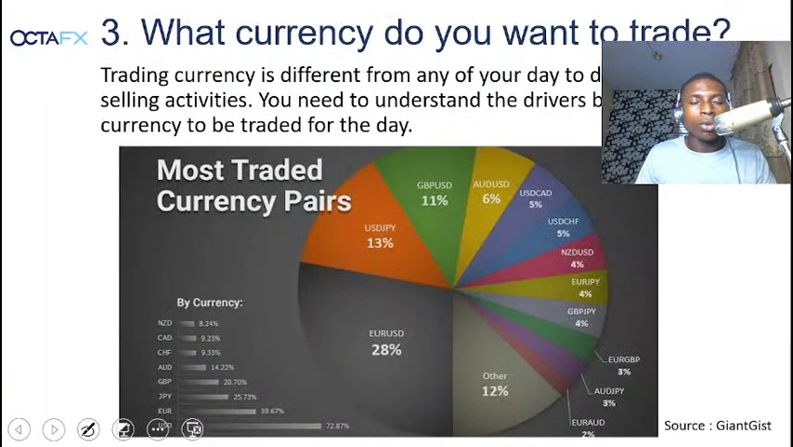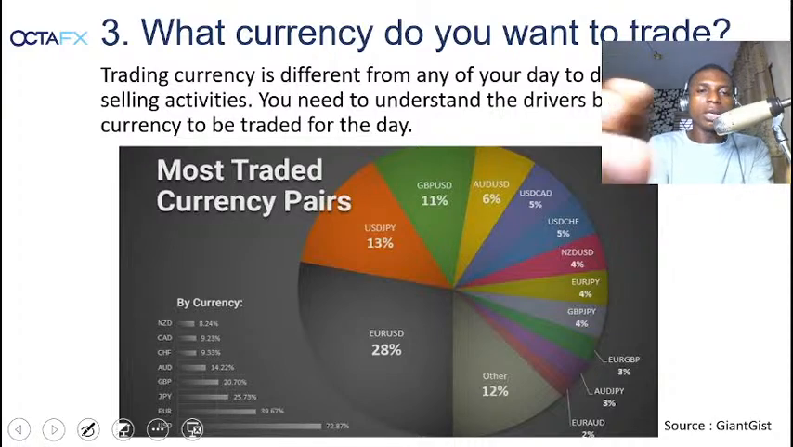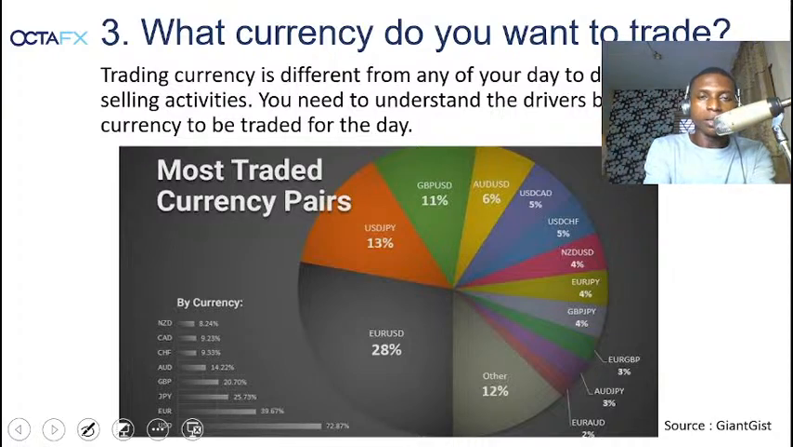We have number 3 methodology of creating your own profitable strategy: what currency do you want to trade? What currency do you want to trade? This is very, very vital, right? You need to know what currency you want to trade. You are not just coming and jumping on any currency, right?